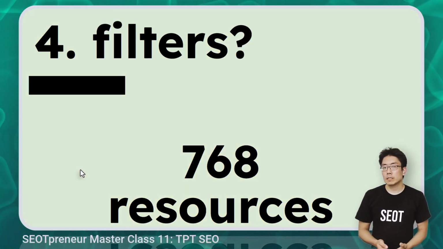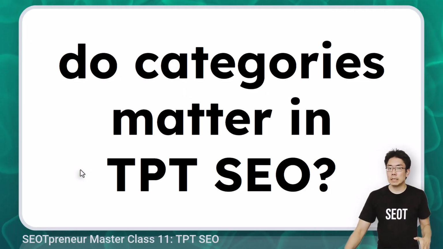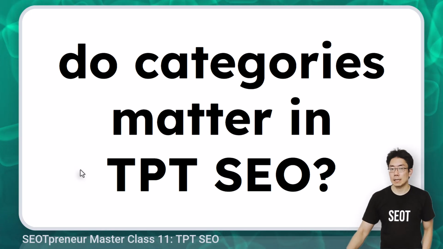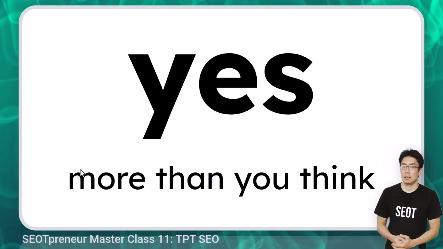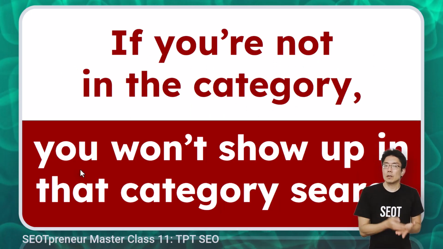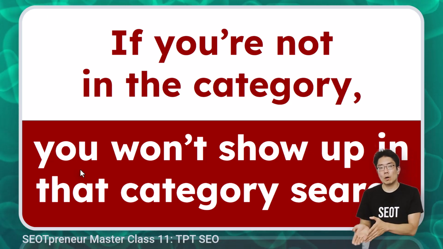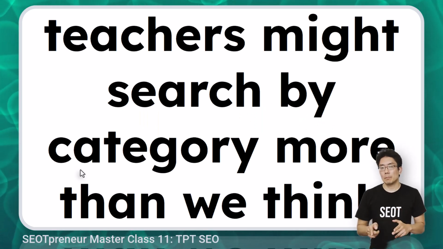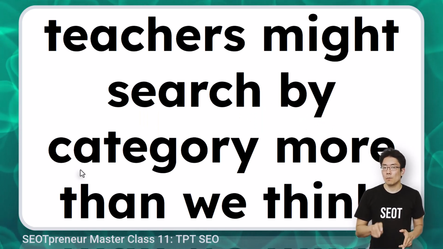Algolia rule number 4 is about filters. And in SEO secret video number 4, I asked the question, do categories matter in TPT SEO? And the answer is absolutely. Way more than we think it does. Because if you're not in the category, then you won't show up in that category search, which is a very obvious thing to say. But teachers are probably searching by category more than we think they are.